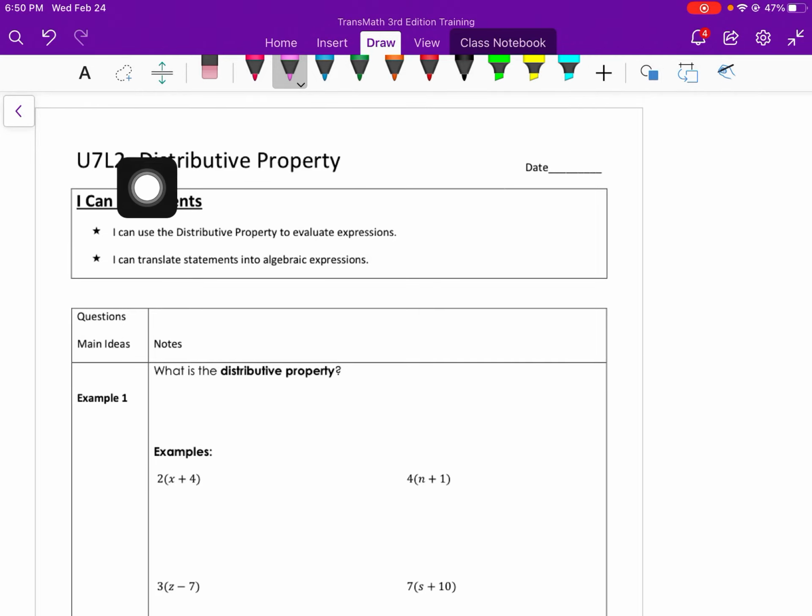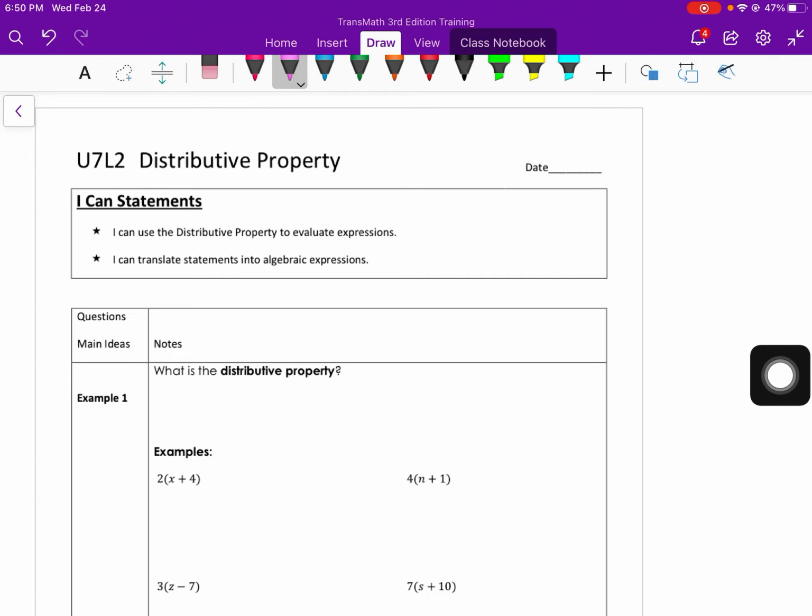This will be Unit 7, Lesson 2, Distributive Property. I can use the distributive property to evaluate expressions. I can translate statements into algebraic expressions. So what is the distributive property?